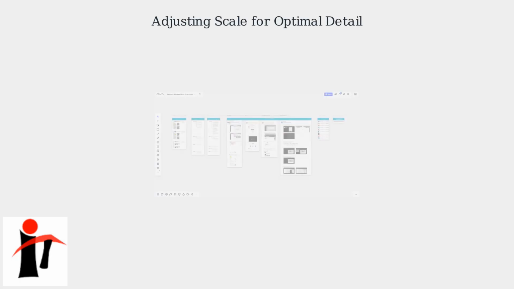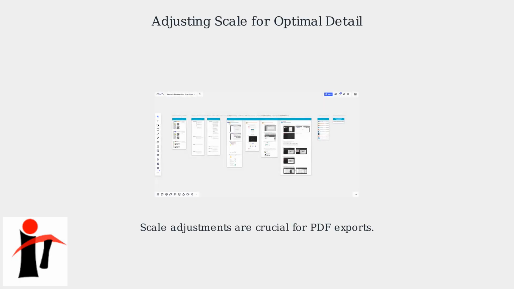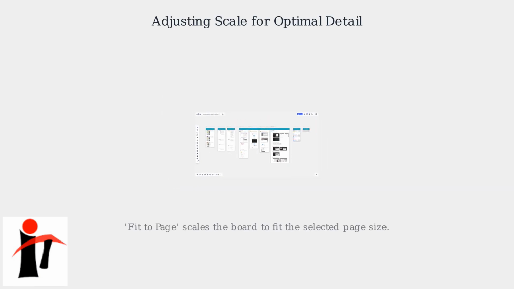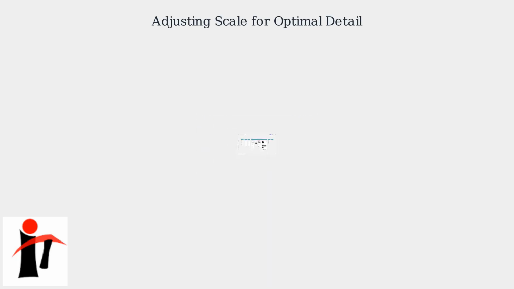Scale adjustments are crucial for PDF exports in Miro. Fit to Page scales the entire board to fit within the selected page dimensions. For more control, use Custom Scale with percentage values. Miro now offers vector-aware scaling, preserving line weights and text clarity when zooming. Adjusting scale avoids distortion, ensuring legibility in detailed diagrams. Note the AI-powered Smart Export introduced in 2025, which helps with this.